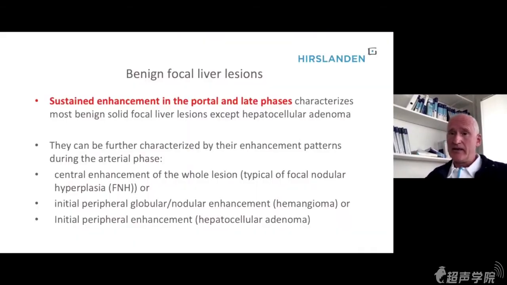That's all about malignant focal liver lesions. Now we go for benign focal liver lesions.